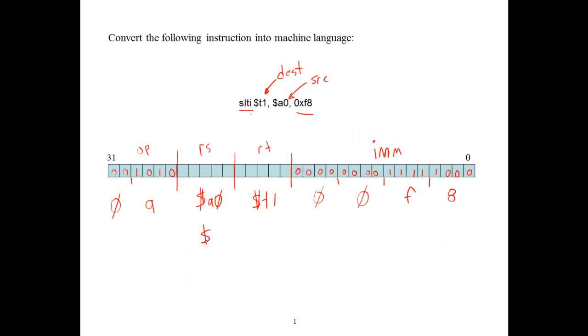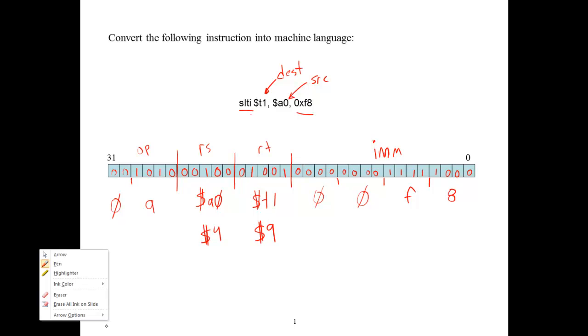So if A0 is the same as register 4 and T1 is the same as register 9, now all we have to do is put the binary encodings of these registers into the instruction. So again, 4 is the value 100, again prepended by zeros. The value 9 is 1001, again prepended by zeros. So now we have a binary encoding for our instruction.